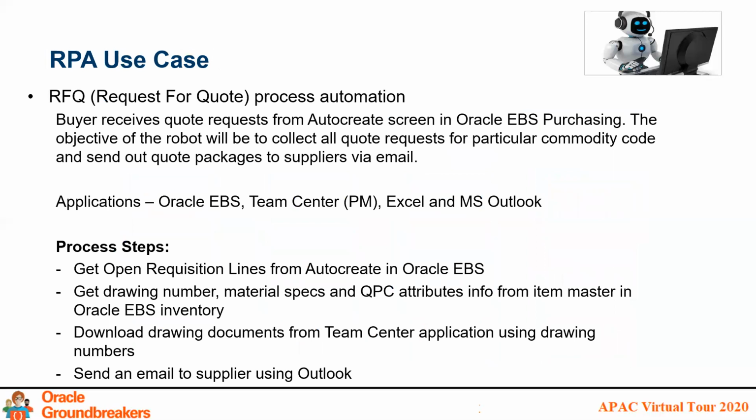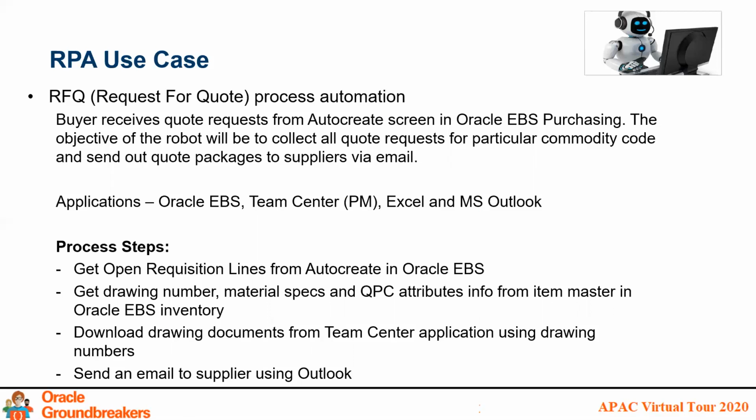So today I'm going to cover one of the RPA use cases which we did in our company. That is the request for quote process automation. Prior to automation, this process was done manually, but because of the high volume and time-consuming effort for the buyer, the business requested to automate this process. The buyer receives code requests from the auto create screen on Oracle EBS purchasing.